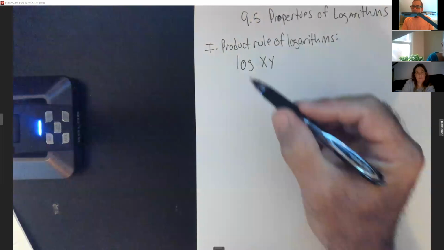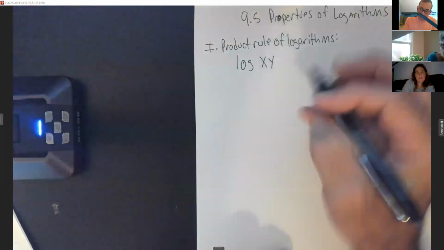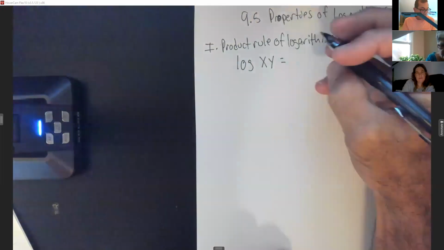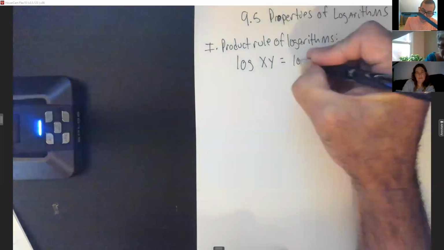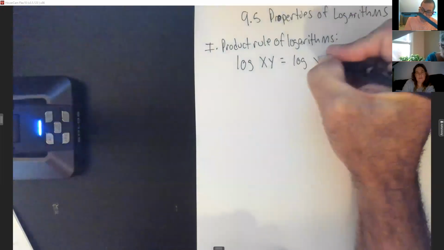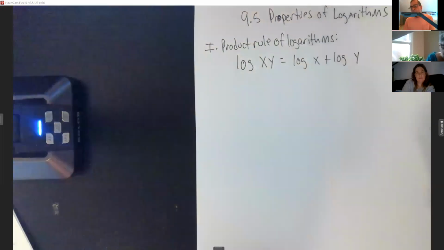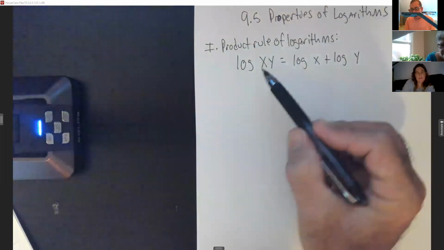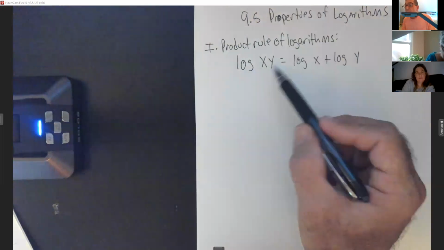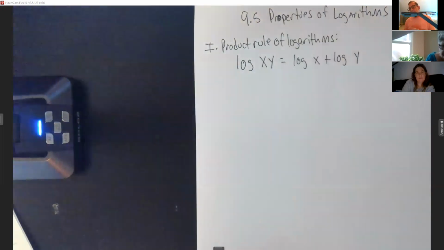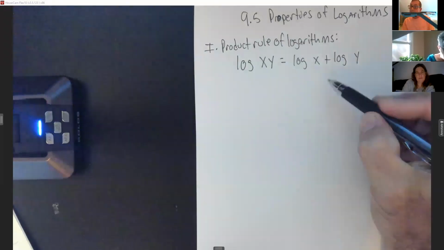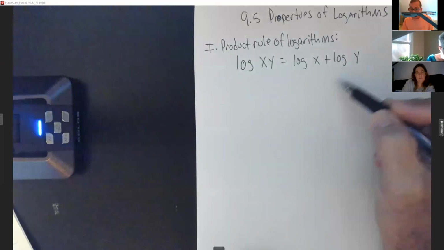as log of x times y, we can rewrite that as a sum of logs, a log x plus log y. So basically, they're just telling us that that logarithm sort of distributes through. And if you think about exponent rules, because really logarithms are exponents, when you multiplied variables, you added those exponents. So that's basically what this rule is telling us.